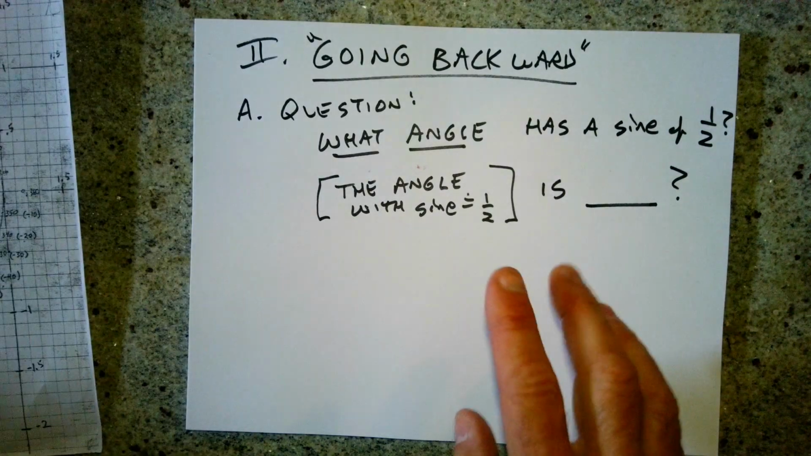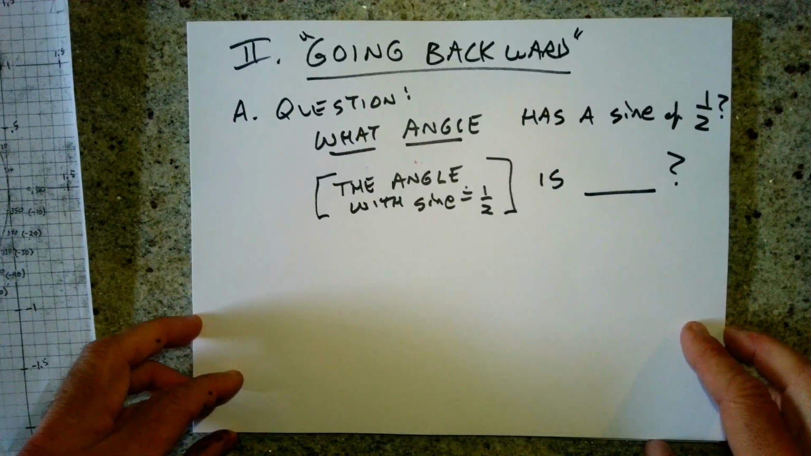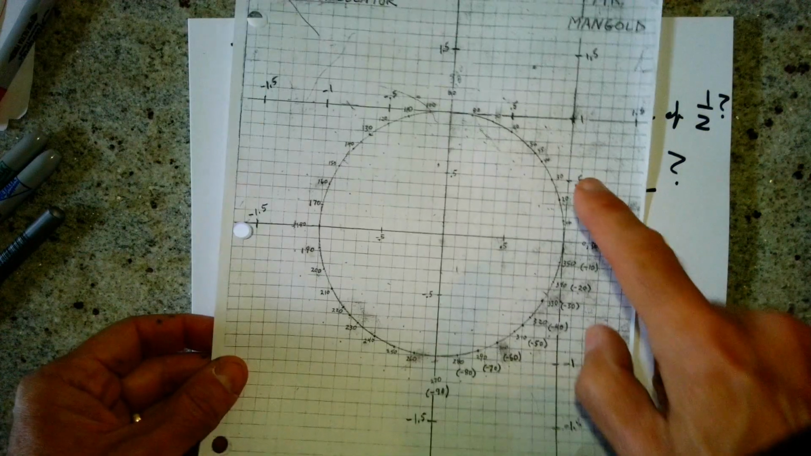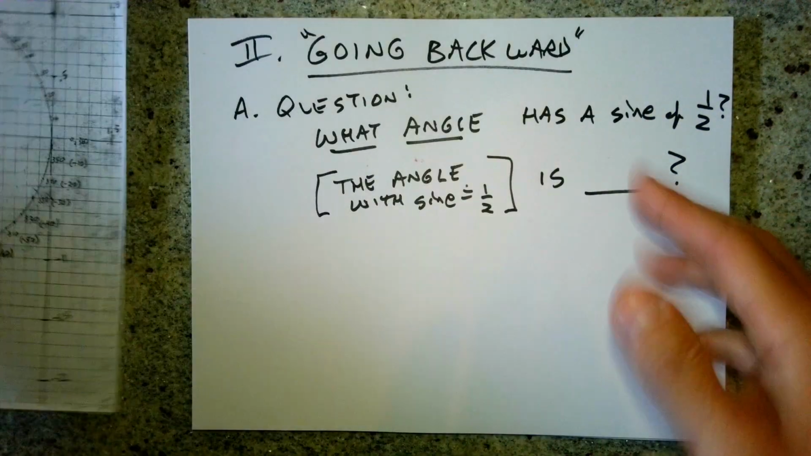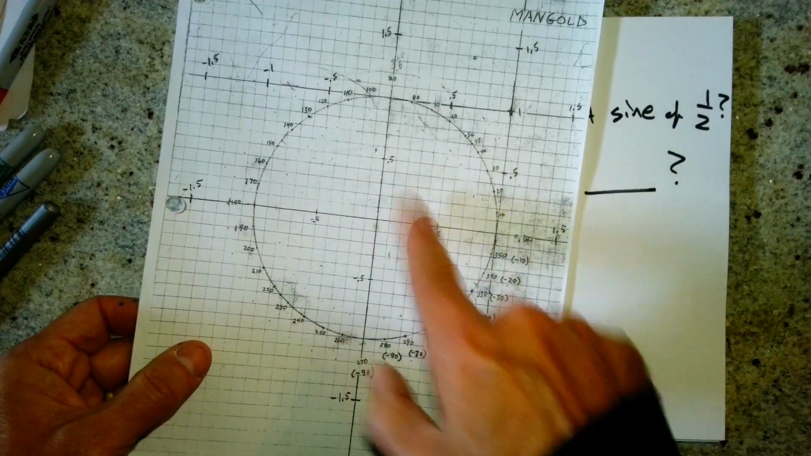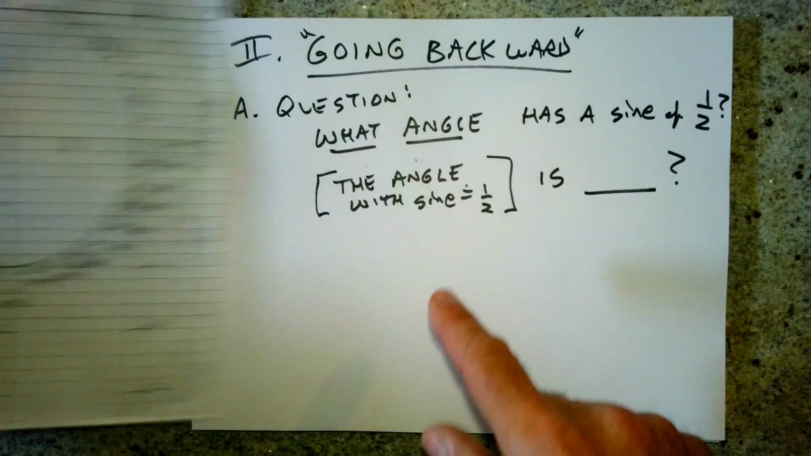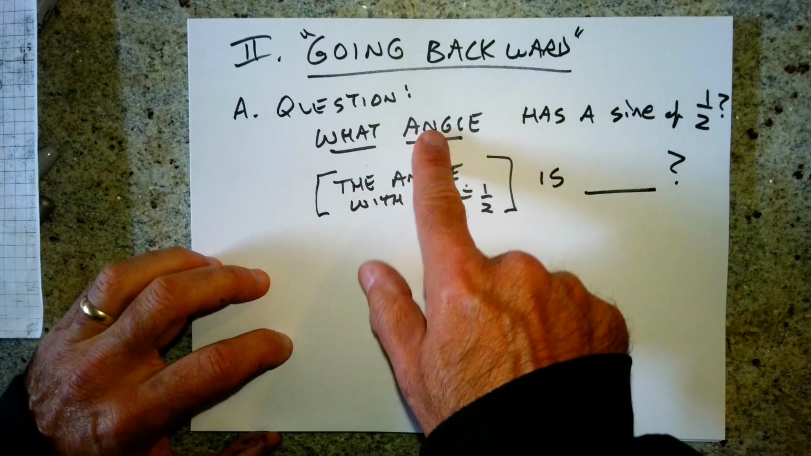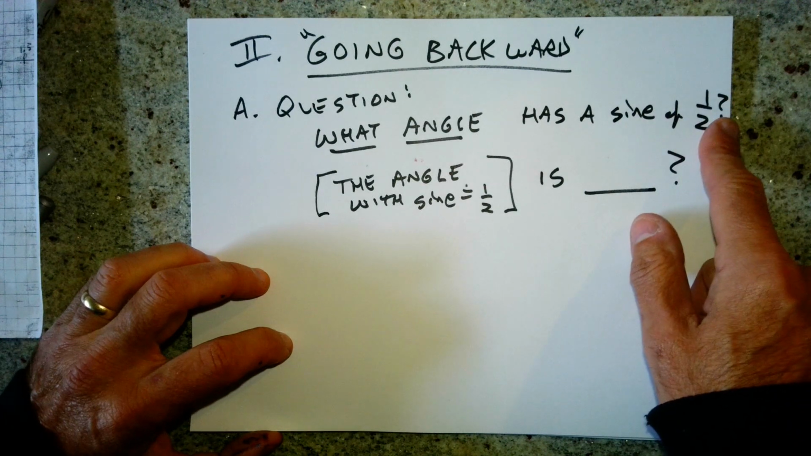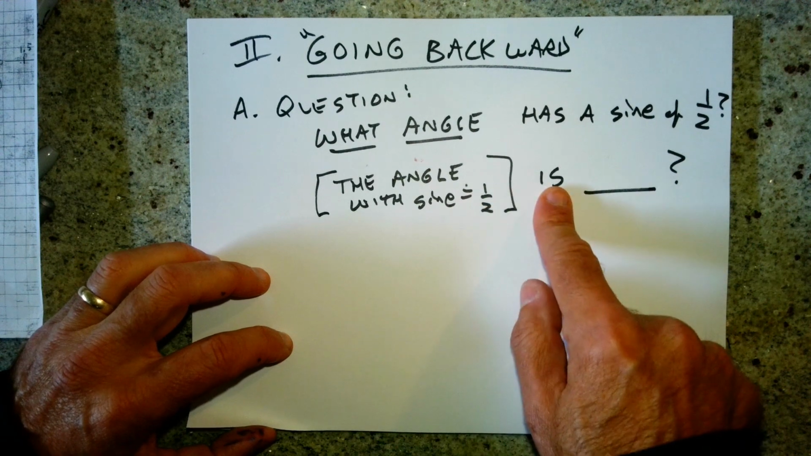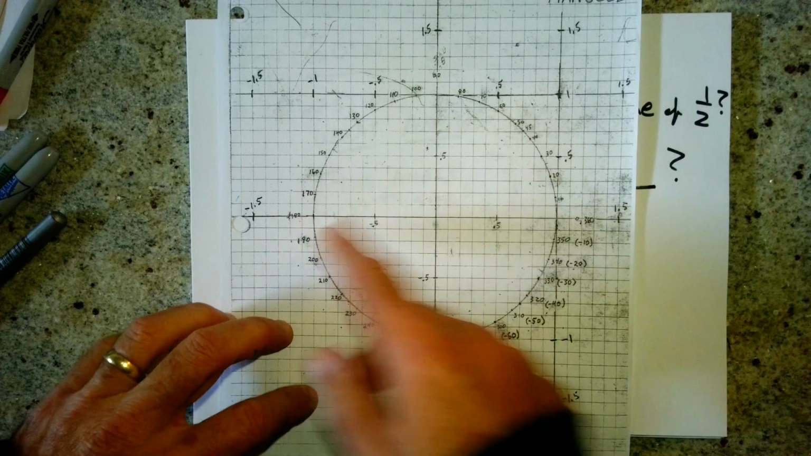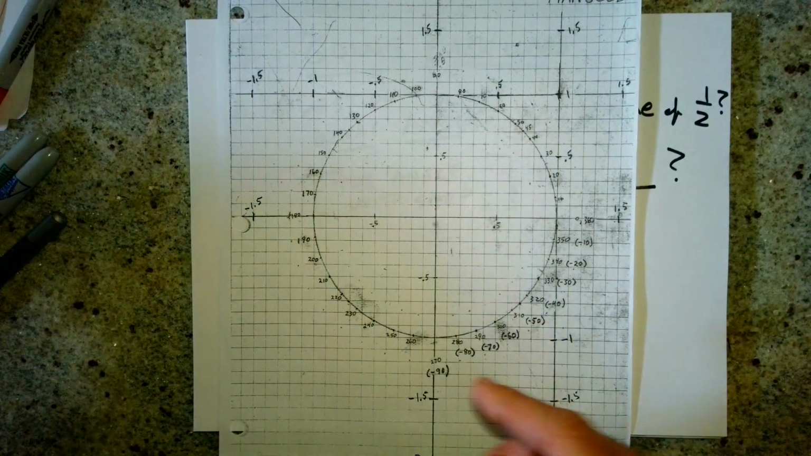Okay, now we do what I call going backward. Going forward was I tell you the angle, you tell me the sine and the cosine. Going backward is I tell you the value on the coordinate axes, you tell me what angle would have created it. So here's our example question. What angle has a sine of 1/2? Another way of putting it is, the angle with a sine equal to 1/2 is what? Okay, well, we go backwards, and if you do enough of these forwards, then going backwards makes perfect sense.